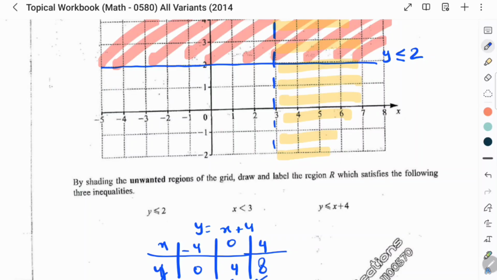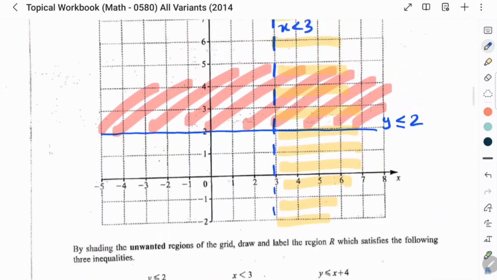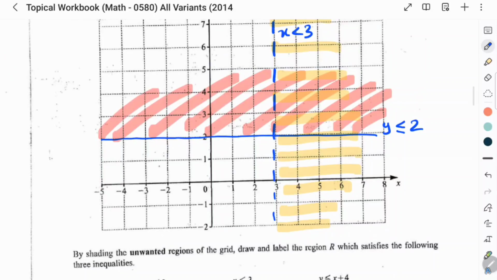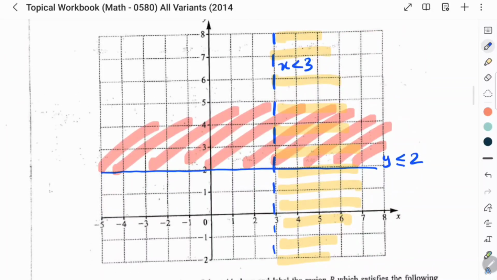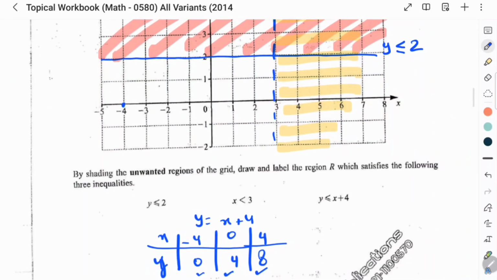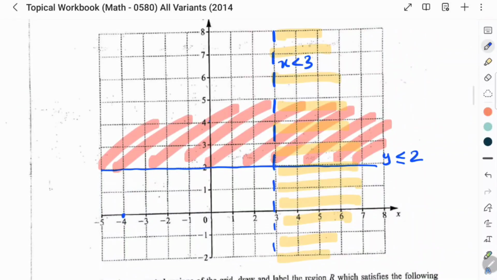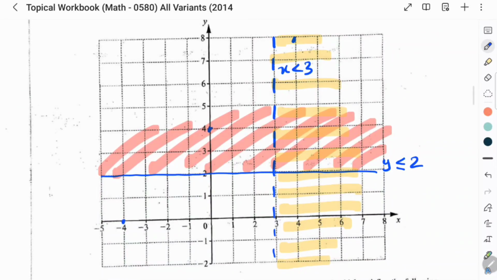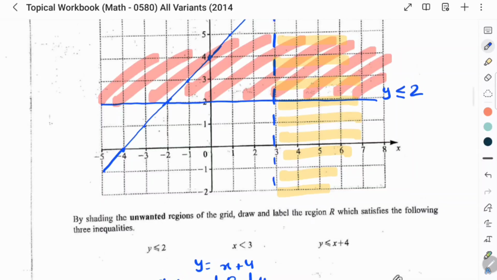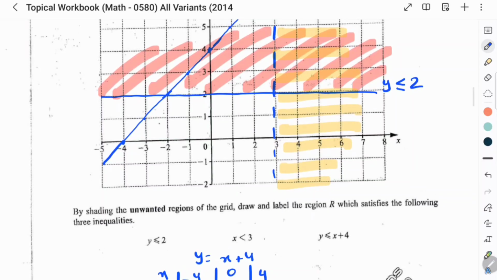So all these values are coming after substitution. These are not random values. Some of the students just assume they are random values, but they are not. So -4, 0, just plot the coordinates, and then 0, 4 and 4, 8. Okay, so this is y is less than or equal to x plus 4.